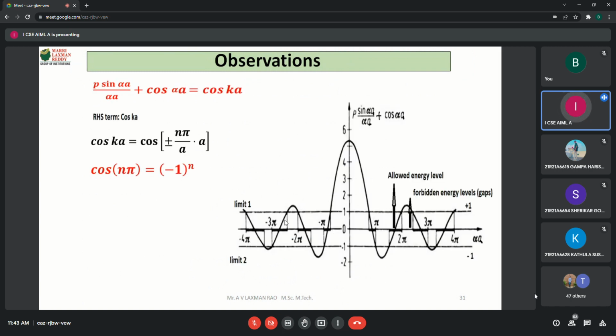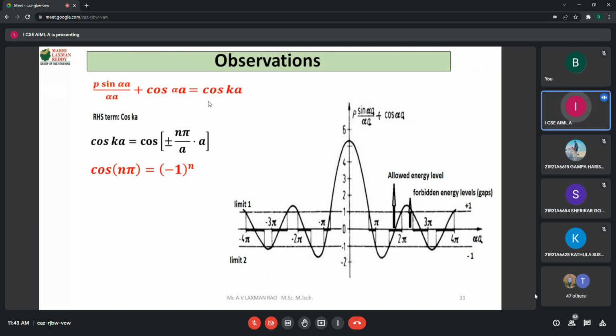Now this diagram is very, very important. You have to draw this diagram; don't leave it, compulsorily you have to draw it. Where is the allowed energy band? This thick horizontal line is an allowed energy band. Wherever the thick horizontal lines are, those are allowed energy bands. And this is another allowed energy band, another thick horizontal line, and in between there is a gap. That gap is the forbidden energy gap.